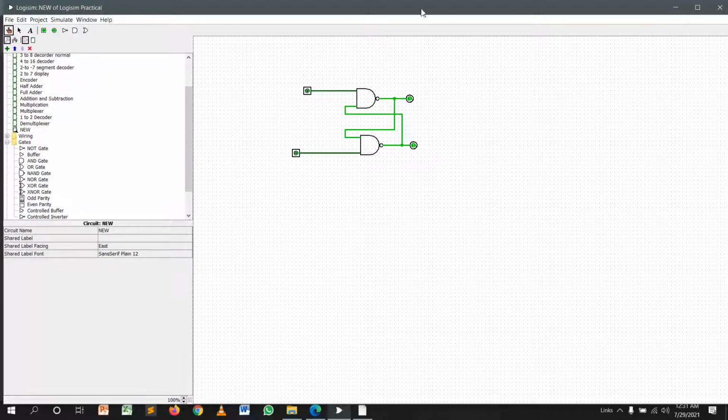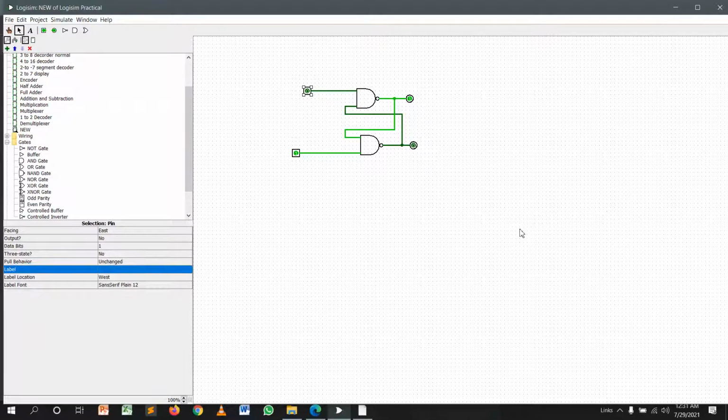Now let's see how to implement this circuit. This is the basic SR concept. This is an SR latch. When I input a 1, you can see the change in the output. I'll label the first input S and this one R. The first output is Q and the second output is Q bar.